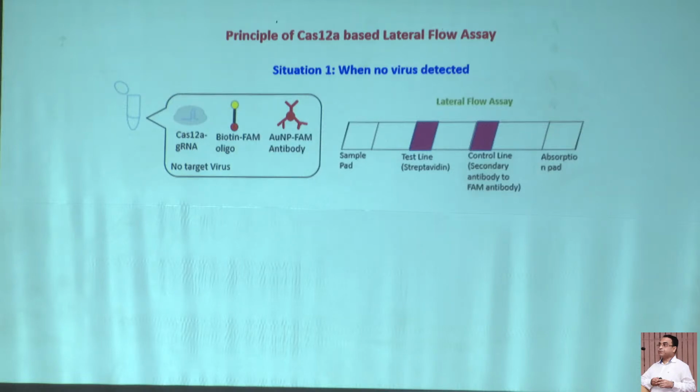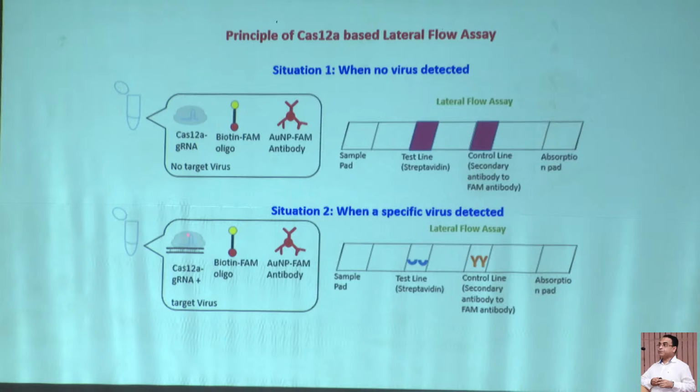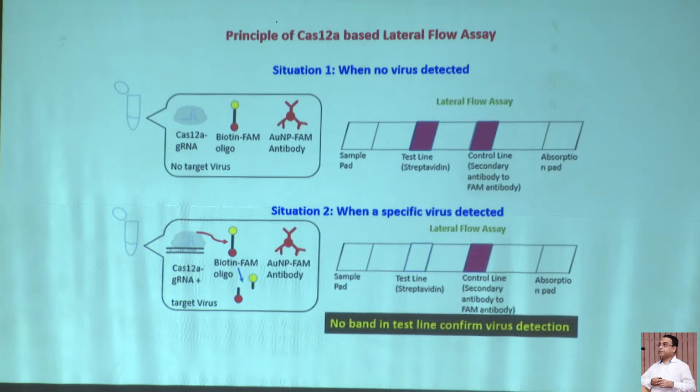As a result, we will get two bands on this lateral flow strip. But when there is a virus, due to the activity of the CRISPR and gRNA, they will clip this biotin-FAM into two pieces, so biotin is separated from the FAM. As a result, only the biotin will bind at the test line, and as there is no FAM, the FAM antibody will not bind there. So all the antibody will bind to the anti-antibody line, and we will detect only one band. In that way, we can detect the virus. The absence of the band at the test line tells you the presence of the virus.